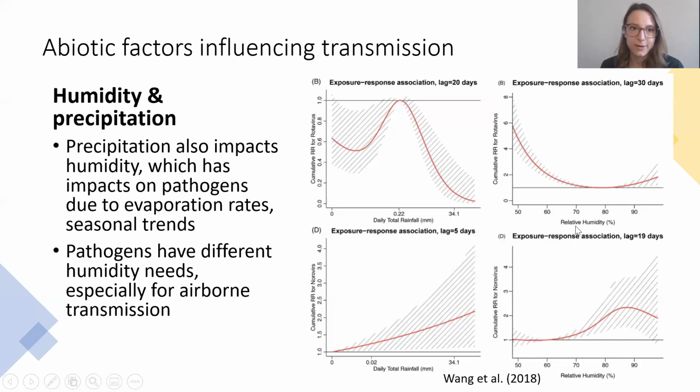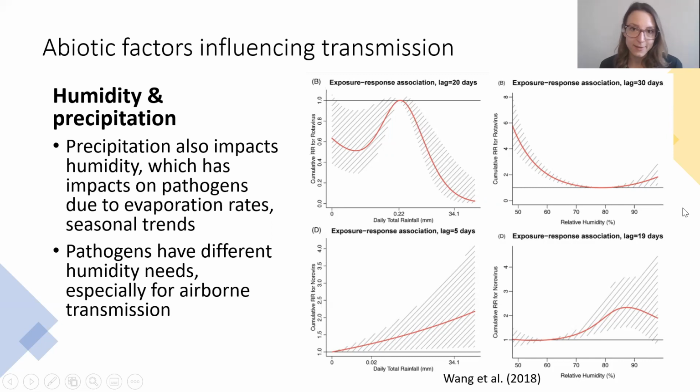Now, another important factor is humidity, so closely related to precipitation. And humidity has an interesting impact on pathogens because any pathogen that might be airborne will be impacted by the amount of water in the air. So in this particular study, they were looking at how precipitation and humidity impacted two viruses, rotavirus and norovirus. And what they found was the increase in rainfall and humidity was actually associated with fewer rotavirus, but an increase in rainfall and humidity signaled an increase in norovirus. So they had opposite kind of trends, right? One was decreasing over time, one was increasing.